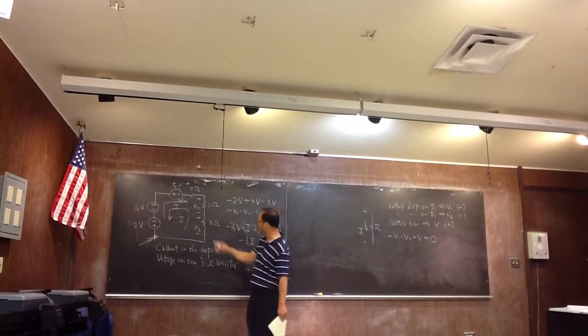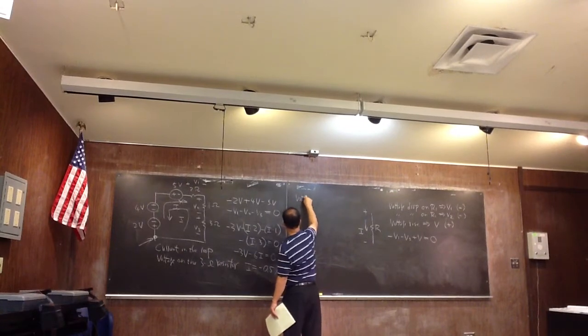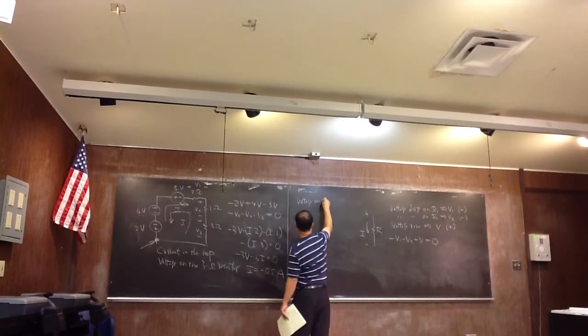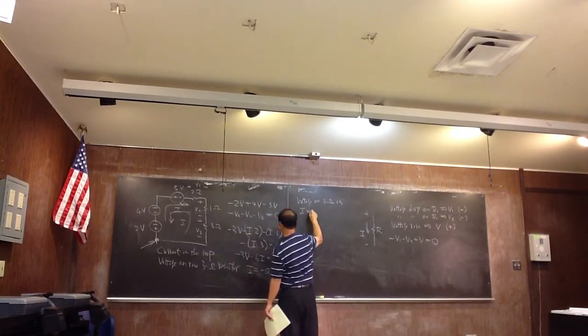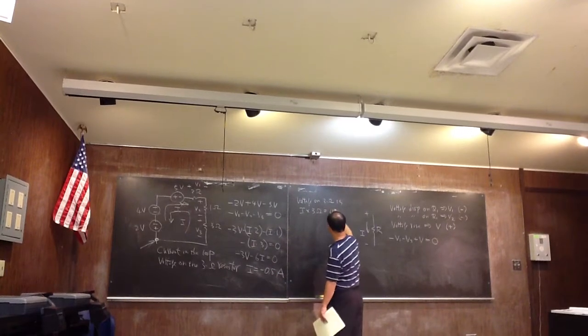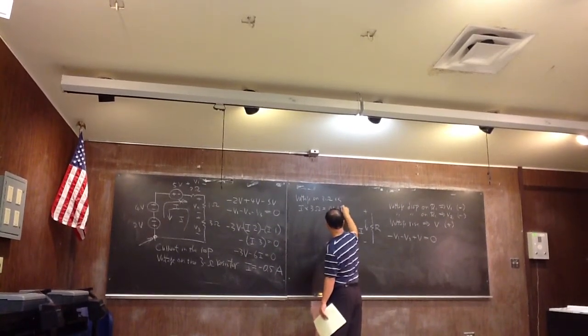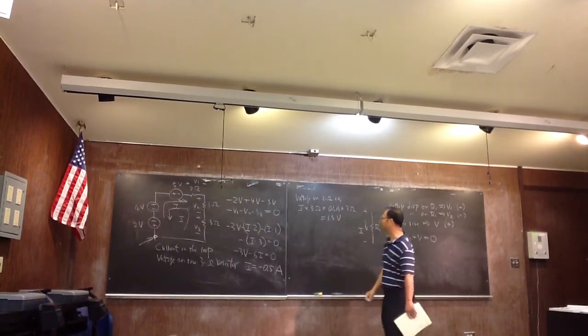So the voltage on the 3 ohm, we call it V3. The voltage on the 3 ohm is the current times 3 ohm, and the current is 0.5 amp times 3 ohm, so that gives you 1.5 volts. Yes?